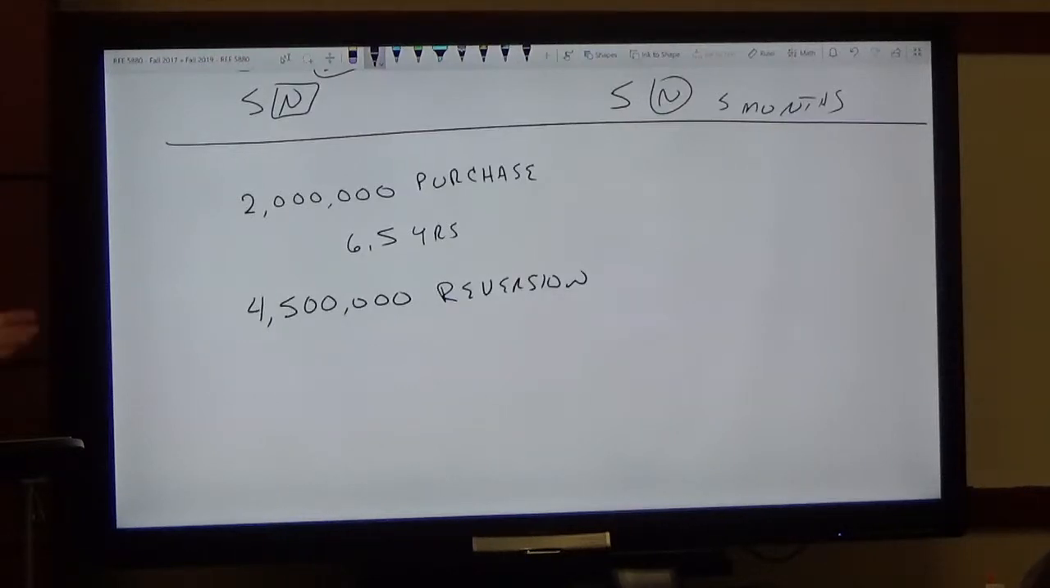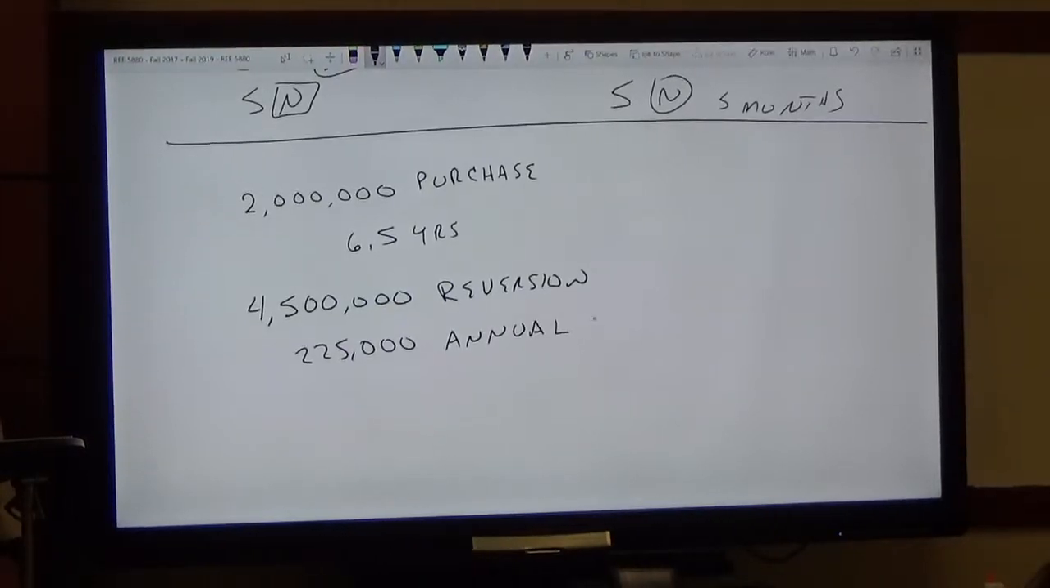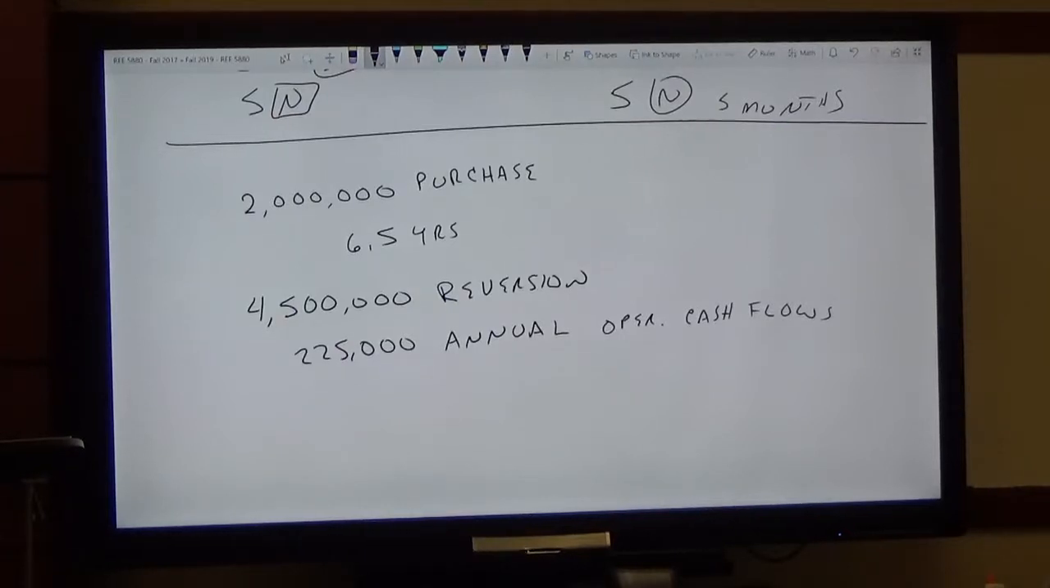What about the annual cash flows that we're going to receive on this property while we own it? 225,000. Okay, 225,000 are going to be our annual operating cash flows. So this is a good place to start with a basic internal rate of return.